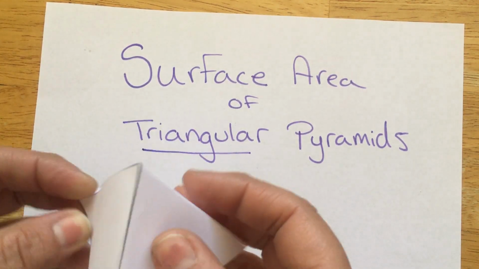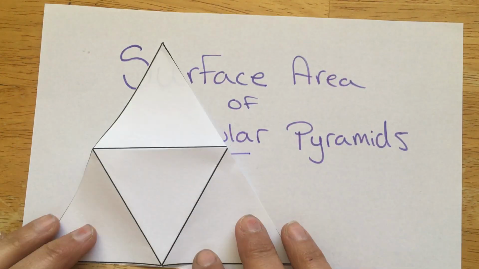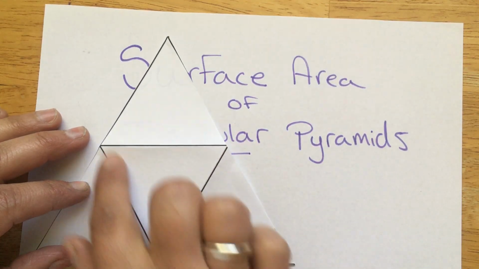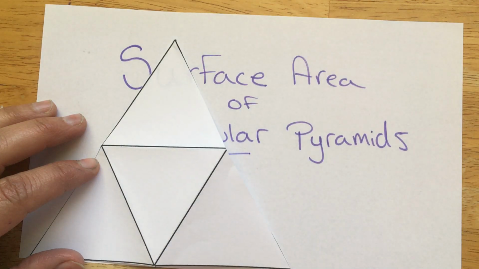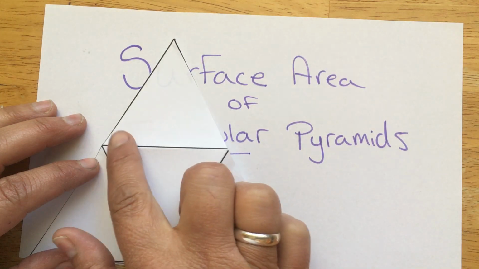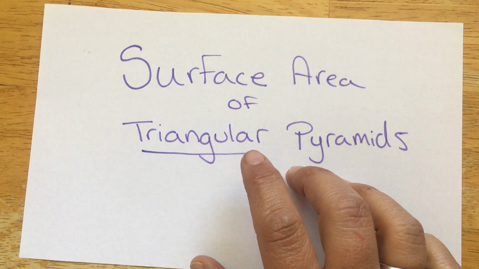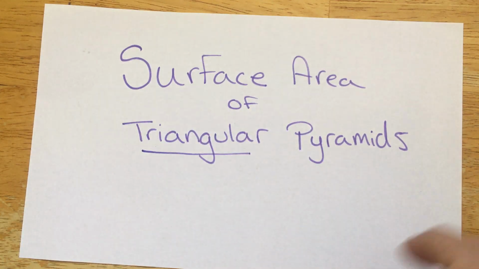So if I open this up, you're going to notice a couple of things. It looks slightly different than yesterday's net that we had opened up. The base is a triangle, and it only has 3 faces this time instead of 4 faces because a triangle only has 3 sides. So again, we want to start with what a net is and work from a net.